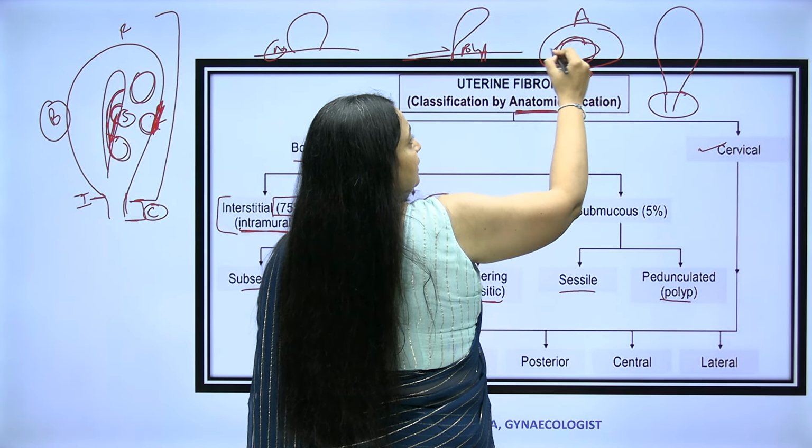Towards the abdomen, it is anterior; towards the back, it is posterior; towards both of the legs, lateral; and the central one which looks in the center of the cervix. So the anatomical location is anterior, posterior, central, and lateral. This whole depends on the location of the fibroid, and because in ultrasonography we can very wonderfully make out what is the location of the fibroid, this classification works very well.